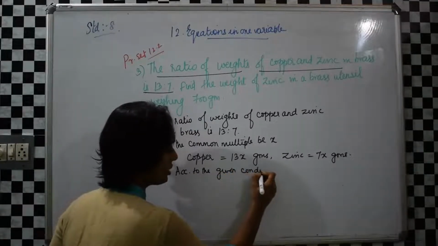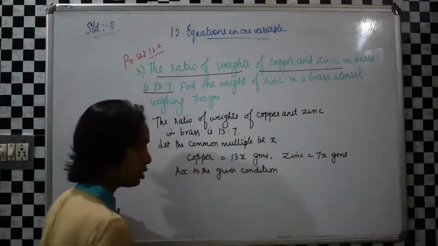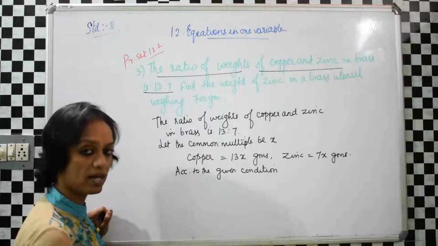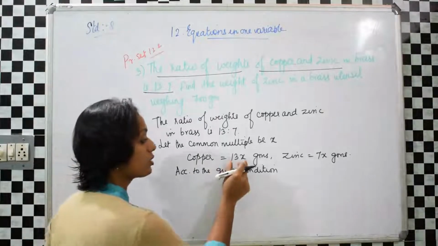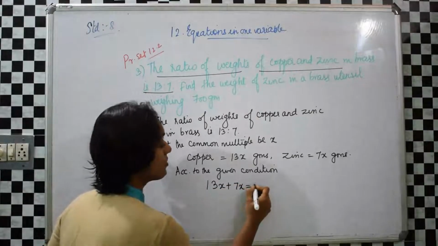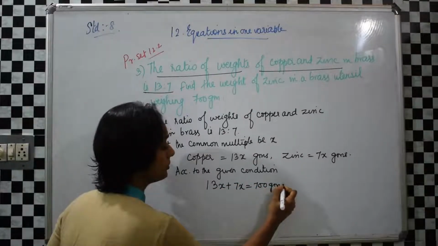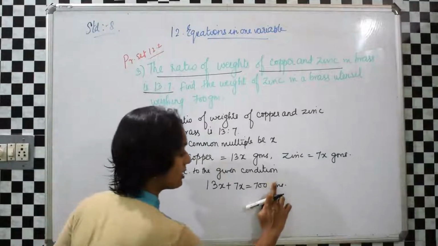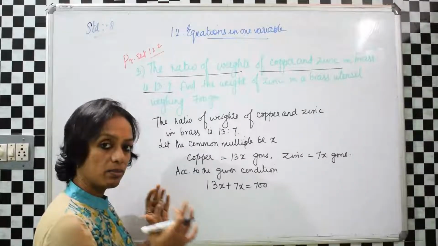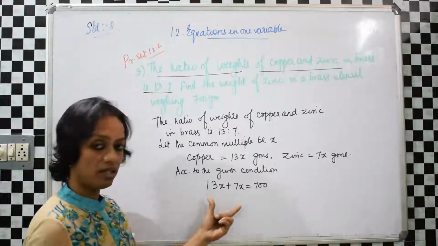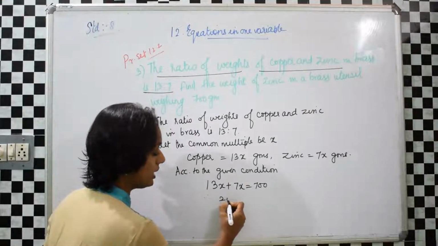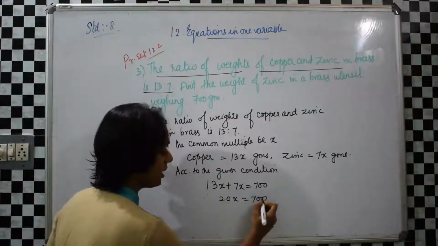What is the given condition here? The total mass of copper and zinc in this case is 700 grams in the form of that brass utensil. So I'll just add this copper and zinc and I'll have 700 grams. I don't have to write 700 grams here because I am converting it into an algebraic expression, an equation with one variable. Now I can add these two. 13x plus 7x is 20x is equal to 700.